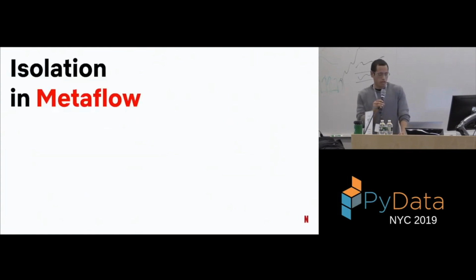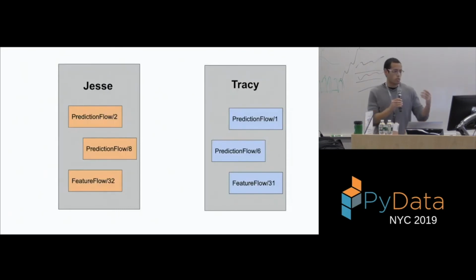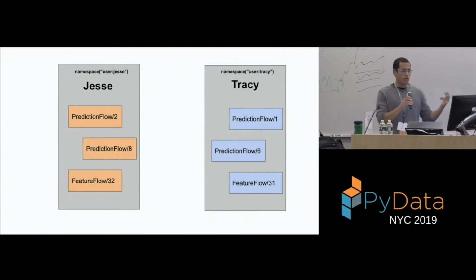Metaflow does provide some isolation. I wouldn't really call it complete by any means. Since the users are running arbitrary Python code, there's really no straightforward way for us to prevent any side effects. But if two data scientists are running the same flow, we do provide some namespace isolation for the runs, metadata, and artifacts associated with them. So if Jesse pulls their latest prediction flow run, they'll get 8, whereas Tracy will get 6. So you could have potentially multiple people working on the same project without necessarily stepping on each other's toes.